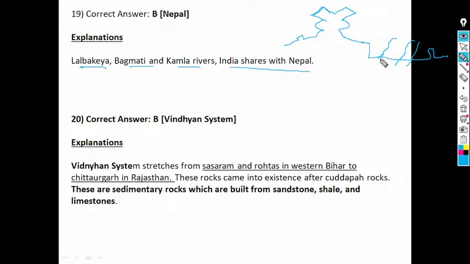Lal Bakia, Kamla and Bagmati. These are the rivers. These are all attached to your UP and Bihar. Nepal particularly, all these rivers are bordering the states of UP and Bihar. They are adjacent to Nepal particularly.